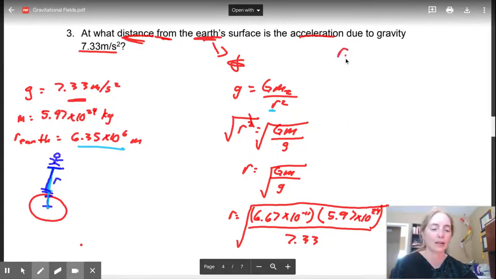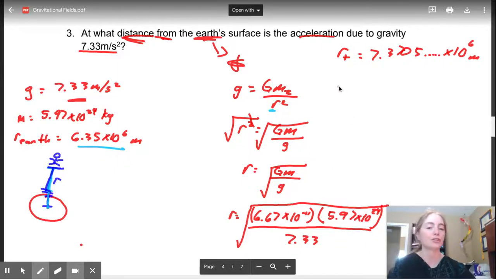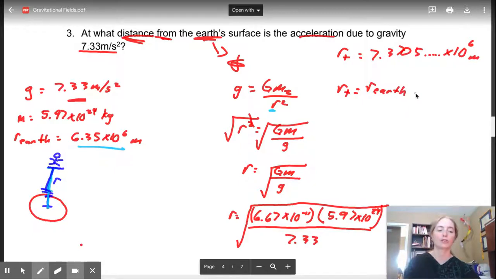And we're going to get the radius t. I'm going to say radius t for radius total because why not? Okay, so our total radius is 7.3705... times 10 to the power of 6 meters. Now remember, as I mentioned earlier, our radius total is equal to our radius of Earth, there we go, plus we'll call it, say, radius from the surface. Okay.